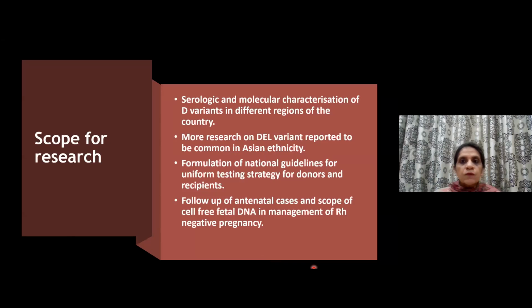So there is a lot of scope for research in this subject. We can go for serologic and molecular characterization of D variants in different regions of the country to get a better understanding of which variants are prevalent in which particular ethnic or population group. More research is needed on the Del variant, which is reported to be common in Asian ethnicity. We need to formulate national guidelines for a uniform testing strategy for donors and recipients, and follow-up of antenatal cases. The scope of cell-free fetal DNA in the management of Rh negative pregnancy is another area of research which can be taken up if the facilities permit.